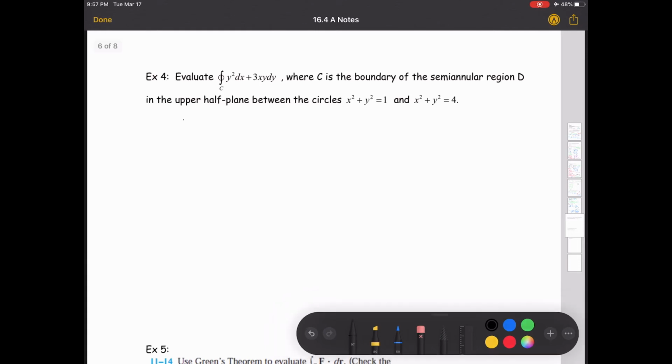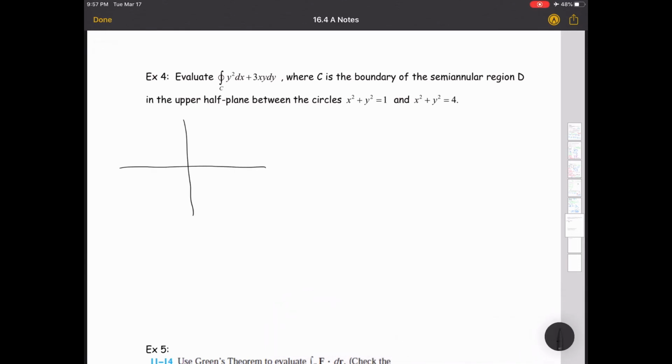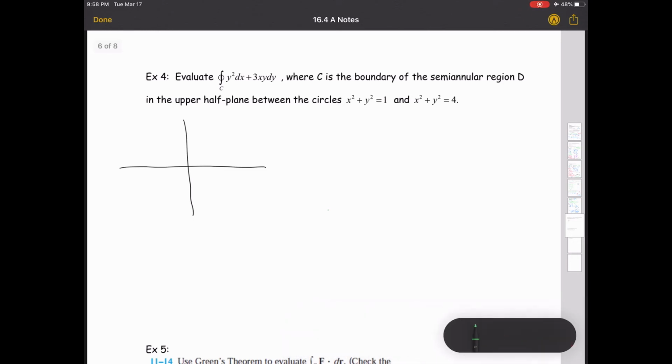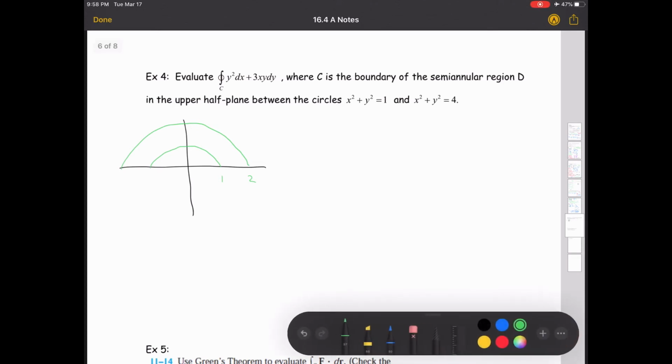If we were to take a look at your standard xy plane, it says in the upper half plane between the two circles, so it looks like what we have is a semicircle with a radius of 1. And we have another semicircle, because it's x squared plus y squared equals 4, of a radius of 2. And we know that it is a closed and counterclockwise surface. So it actually goes this direction.